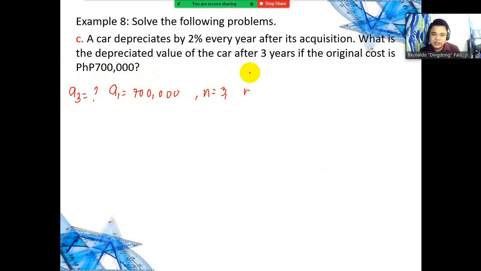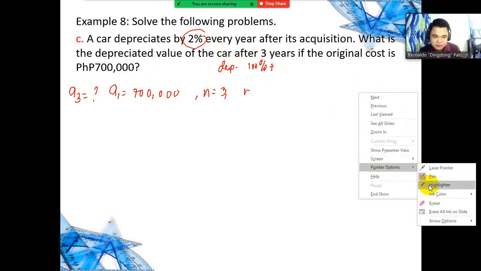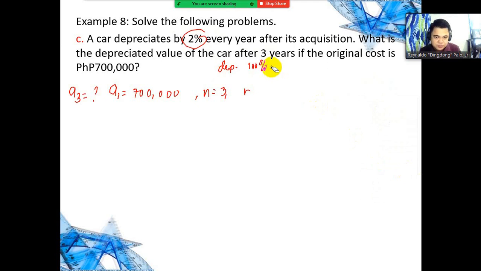And then for the common ratio, if it is a percent of depreciation or appreciation, before you can get the ratio, you have to compute. For depreciation, you need 100% plus the given percent, which is minus because it's depreciation, minus 2%. 100% minus 2% is 98%. Convert this to decimal, this will become 0.98. So that will serve as your common ratio, 0.98.